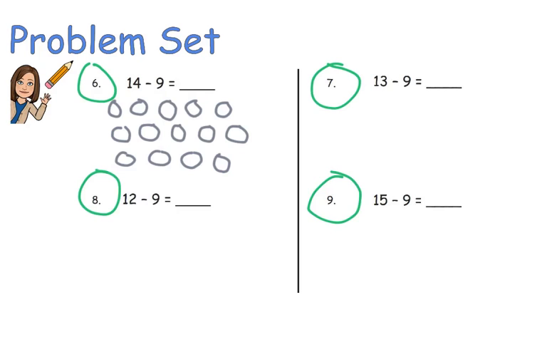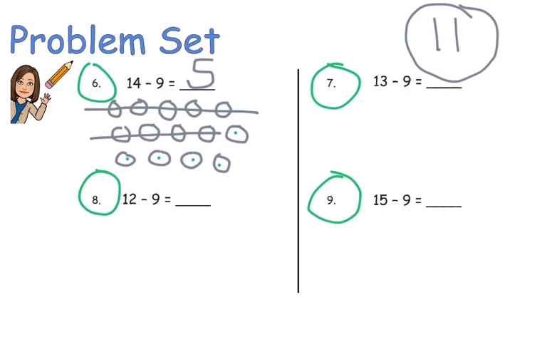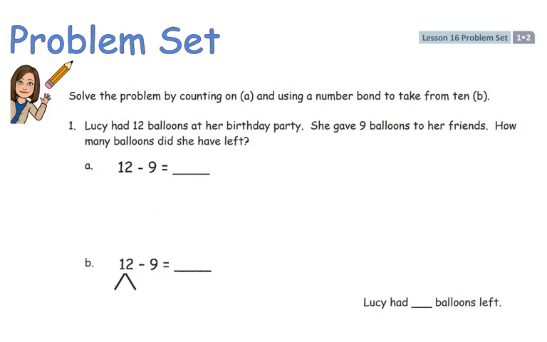Now we have to take away 9, so I'm going to cross off 9. And I'm going to count the rest of the circles. 1, 2, 3, 4, 5. So my answer is 5. Go ahead and pause your video and solve 7, 8, and 9. Now I want you to turn the page again.